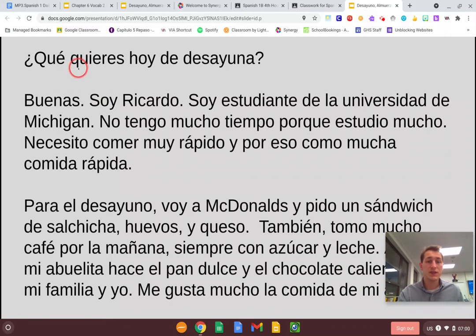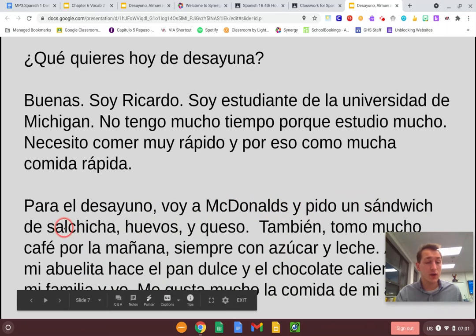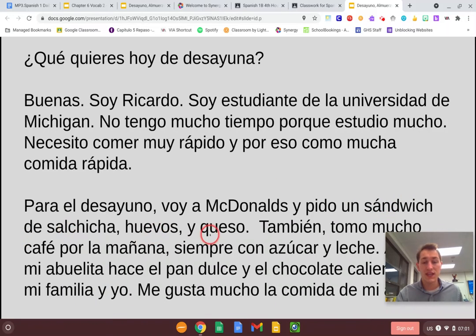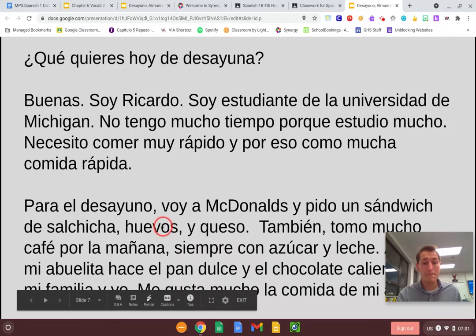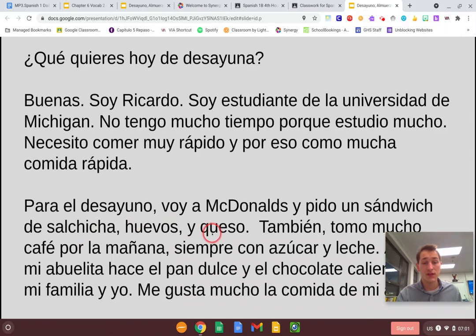So let's look at this. ¿Qué quieres hoy de desayuno? What do you want today for breakfast? So this is asking some random person. Read this with your partner, and then you're going to look for food words. McDonald's, that isn't a food word. Pido un sándwich de salchicha. Oh, there we go. Un sándwich. All right, there's something. Salchicha, huevos, y queso. Those are all things you need to look up photos for and cover each one of these words with their photo, okay? Does that make sense?